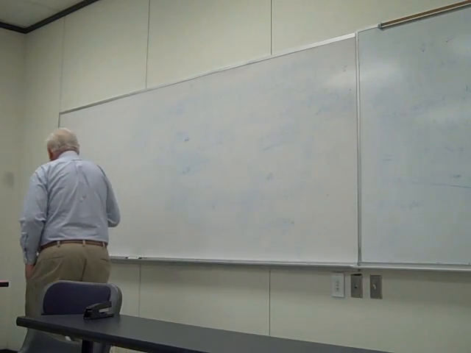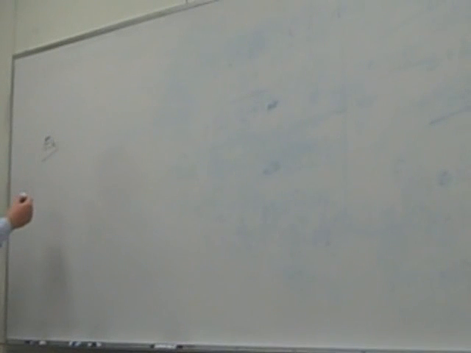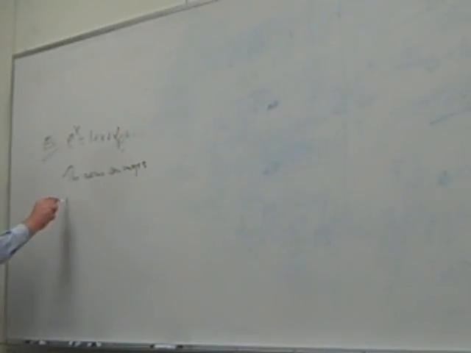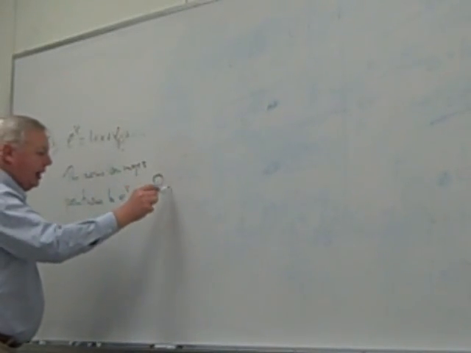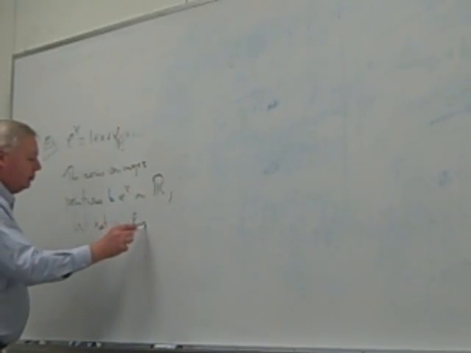So, for example, if we have the Taylor series for e to the x, which is 1 plus x plus x squared over 2 factorial plus and so on, then the series converges pointwise to the function e to the x on the whole real line, but it doesn't do so uniformly.